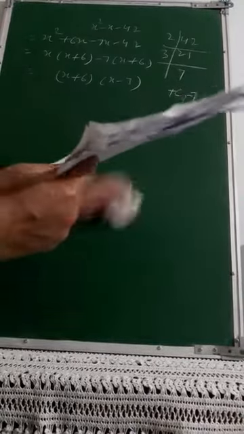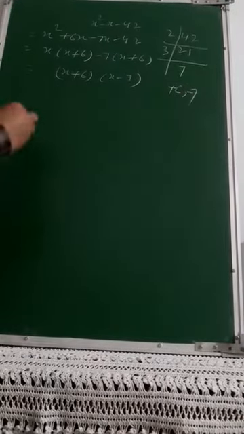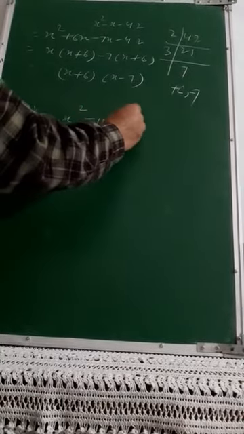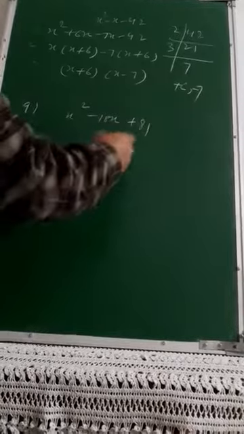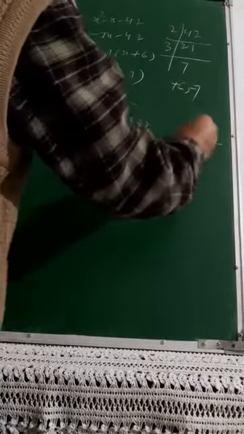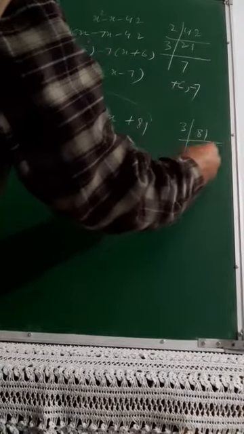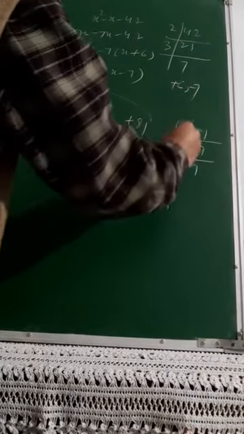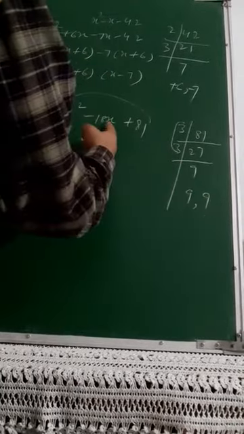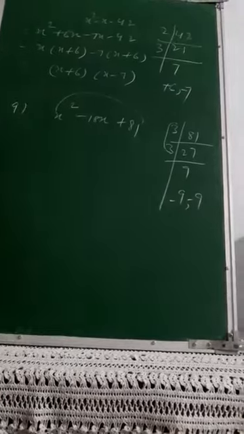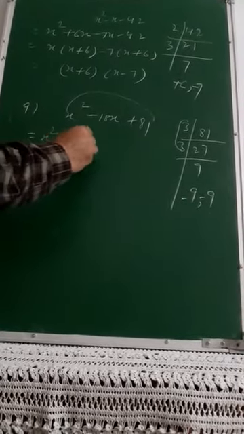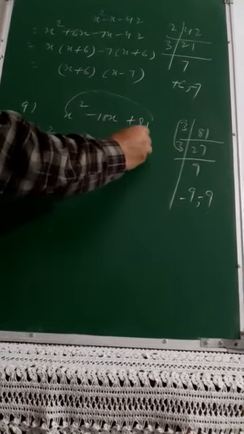Now come to number 9. Ninth was x square minus 18x plus 81. Means 81 into 1 is 81. You start with 81. 3 27s are 81, again it is 9 9s, and 9 and 9. So 9 into 9 is 81, and 9 and 9 when added together with negative signs will give me minus 18. So I will be getting x square minus 9x minus 9x plus 81.